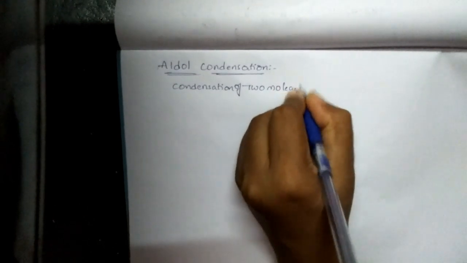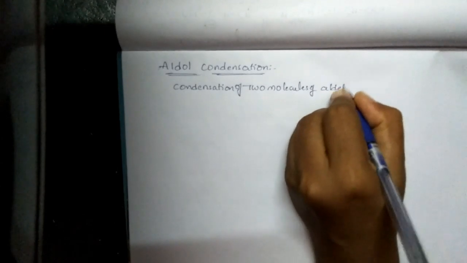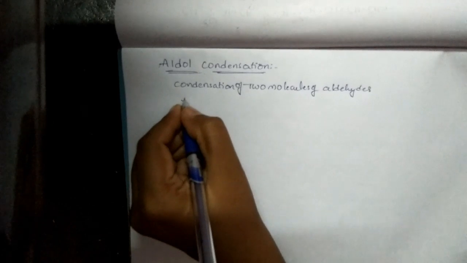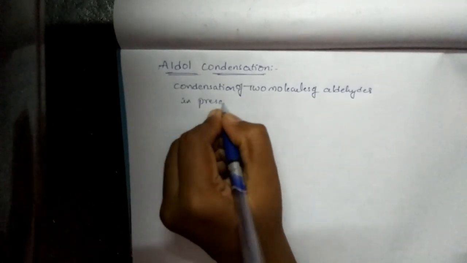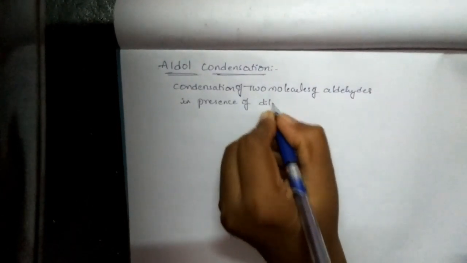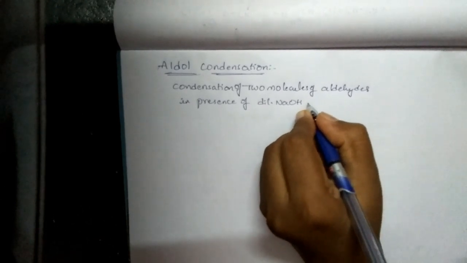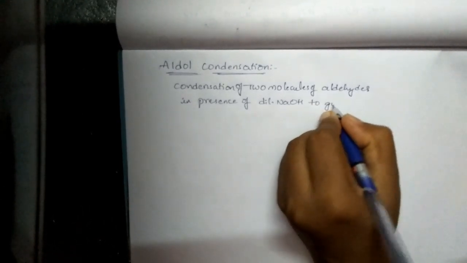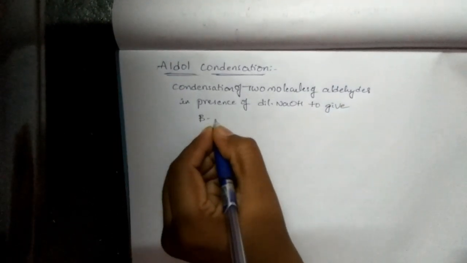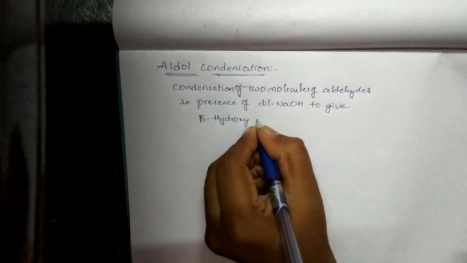Condensation of two molecules of aldehydes in presence of dilute NaOH. NaOH means sodium hydroxide, to give beta hydroxyaldehyde or aldol.